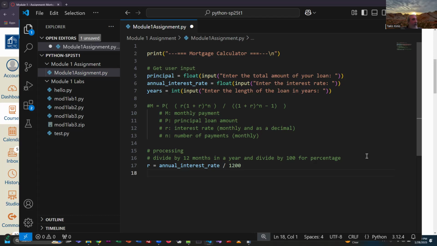All right. The next part is I want to also take the years. If you've got a 30-year loan on your house, but your payments are monthly, I have to take those years and multiply them by 12 to get the total number of payments. So N is the number of payments. For N, I'm going to say years times 12. So there are the conversions to the letters in the formula.